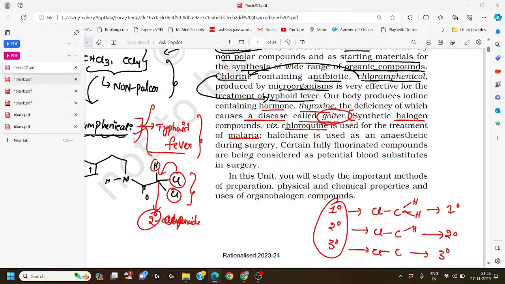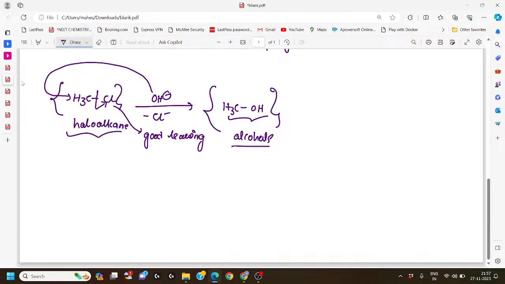Now let us see the structure of chloroquine. These structures are for information purpose only. There is no need to remember these structures. Chloroquine is used for the treatment of malaria. Now let us try to understand this structure. I am requesting you that there is no need to remember these structures. I draw them only for informational purpose.